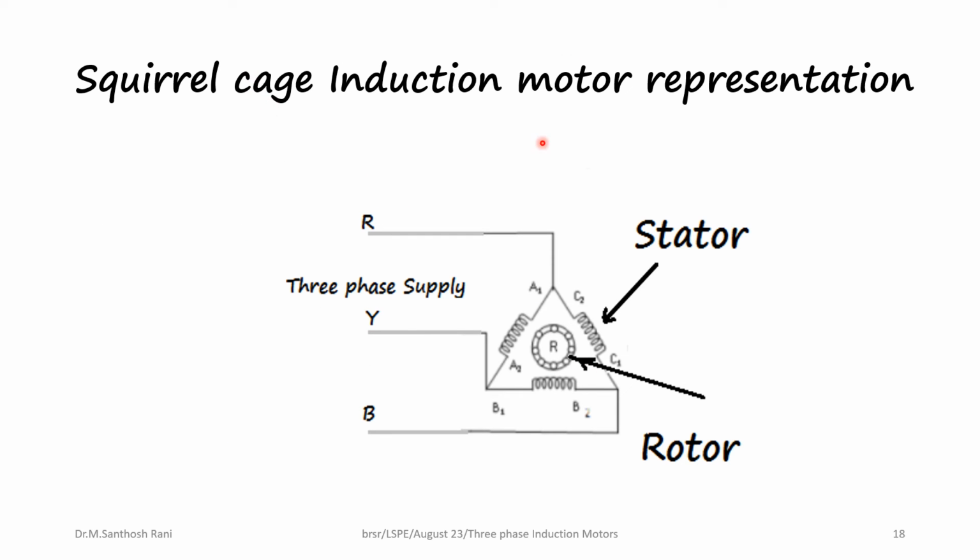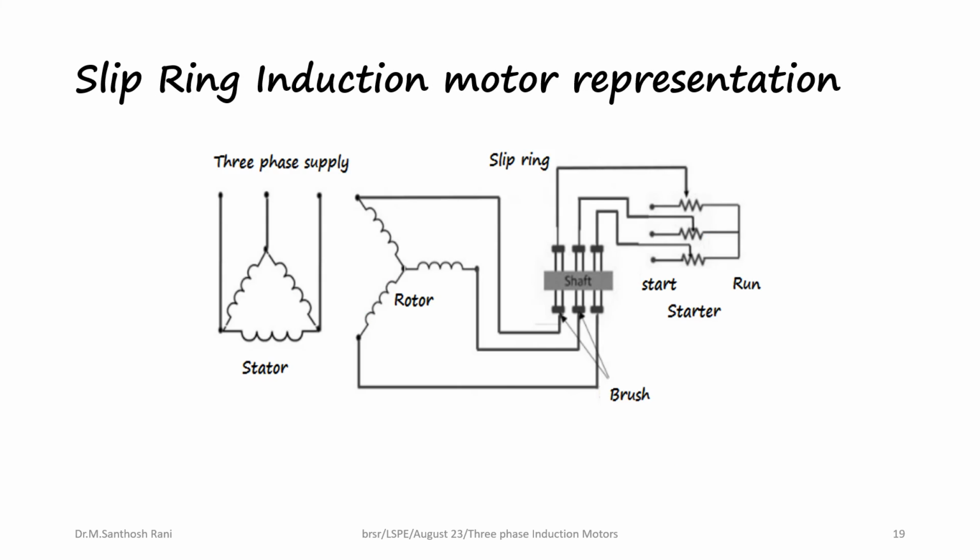The representation of a squirrel cage induction motor is shown here. The stator here has three windings connected in delta and the three-phase supply is given. The rotor is shown as a circle with small circles which represents the squirrel cage rotor. This is the representation of a slip ring induction motor. Here the stator is shown, the rotor is a winding which is shorted using slip rings, and the ends can be either shorted directly or through variable resistors.